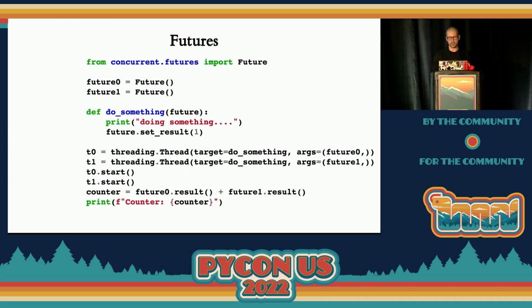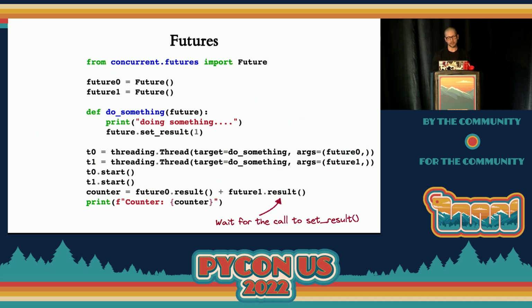Calling future.result waits for some other thread to call setResult. Once both of these futures are resolved, we sum the results, and that's our counter. This code isn't really much of an improvement yet, but I'm just showing you how futures work. We're going to get there.